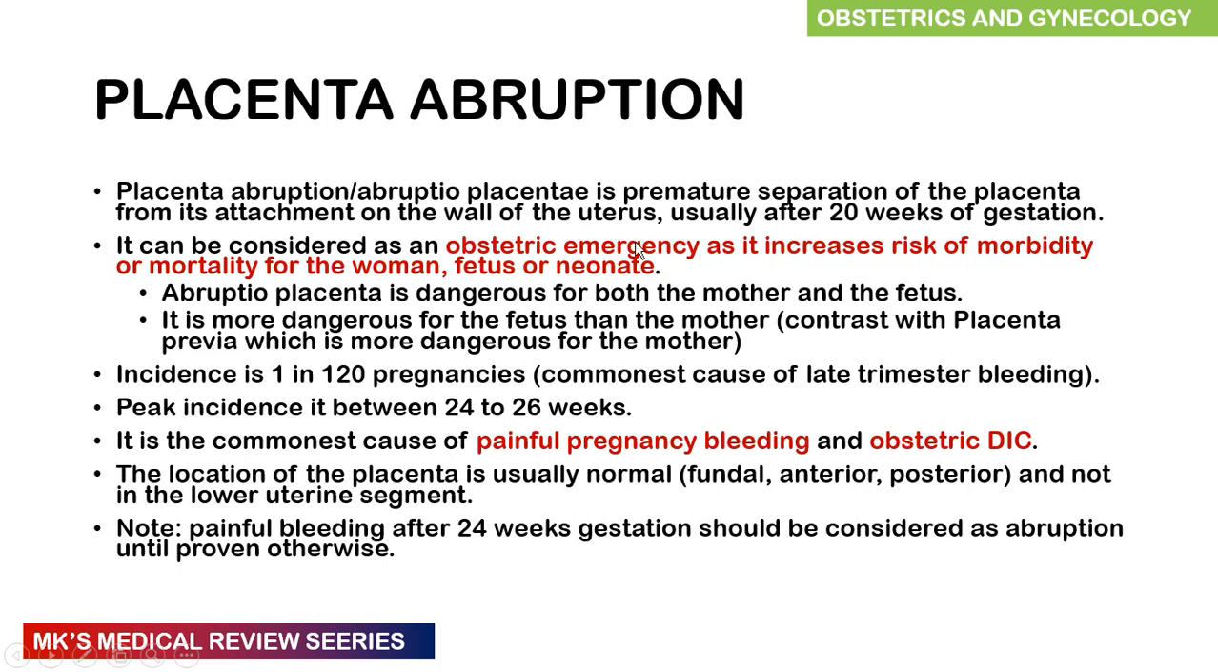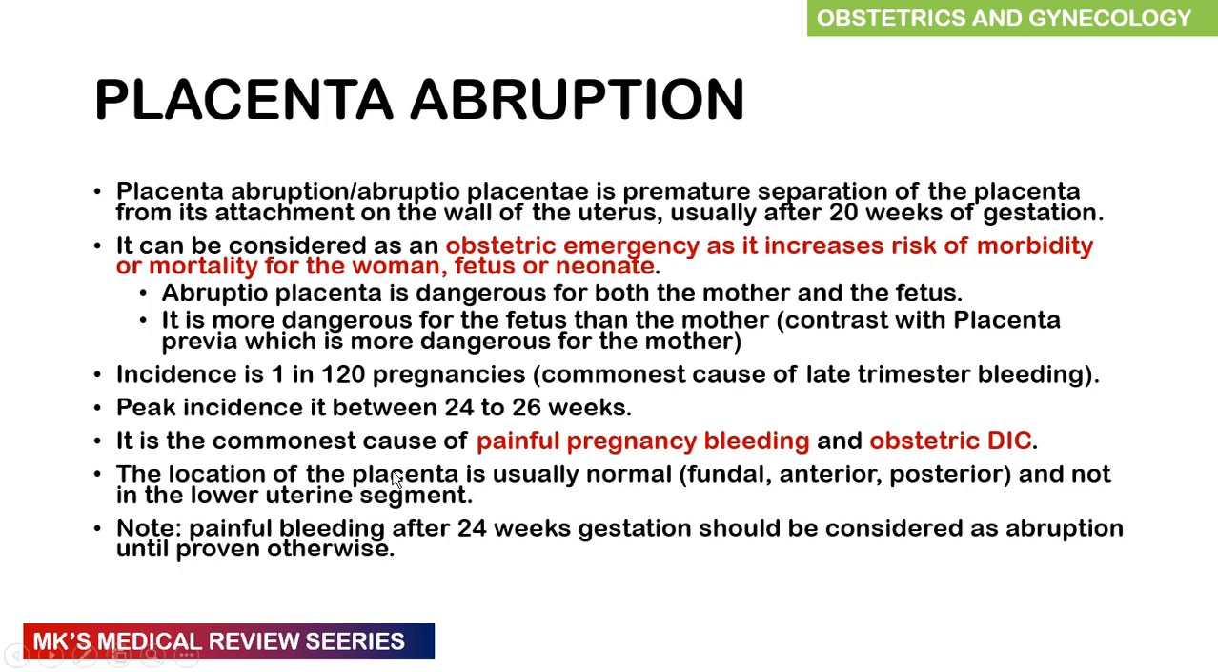Why is this so? It's because there is an increase in morbidity and mortality of both the woman and the fetus or the neonates. But remember that in placenta abruption, the danger is with both the mother and the fetus, but the danger is highest in the fetus than it is in the mother. Contrast this with our placenta previa. Remember that with placenta previa, it was much more dangerous for the mother than the fetus, but here it's dangerous for both the mother and the fetus, but it is more dangerous for the fetus.